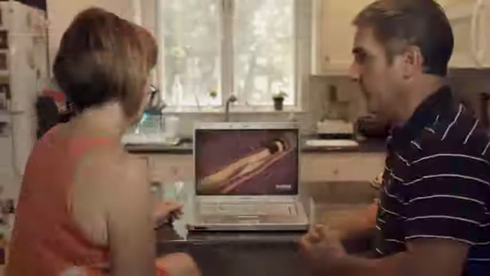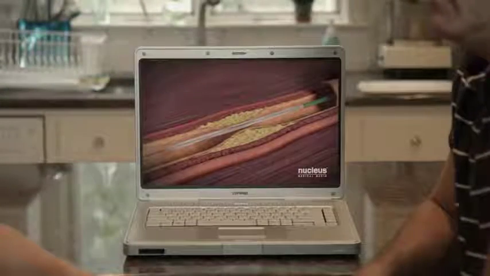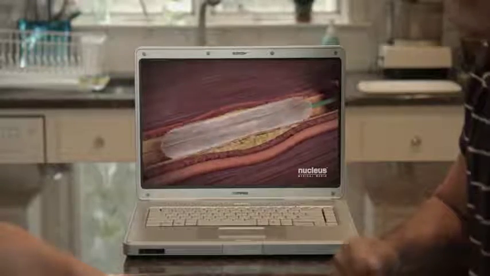This program was created to help you understand how and why a coronary angioplasty, sometimes called balloon angioplasty, is performed. The video you're about to see will help you understand the steps of a coronary angioplasty and how this procedure is designed to help restore the flow of blood through your coronary arteries. You will also learn what you may expect before and after your angioplasty procedure.